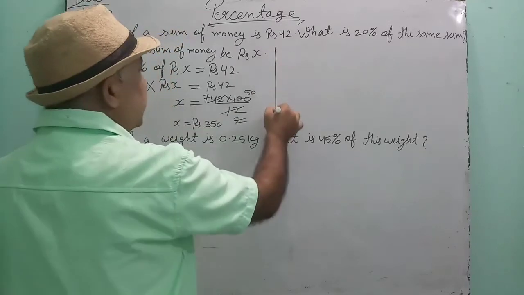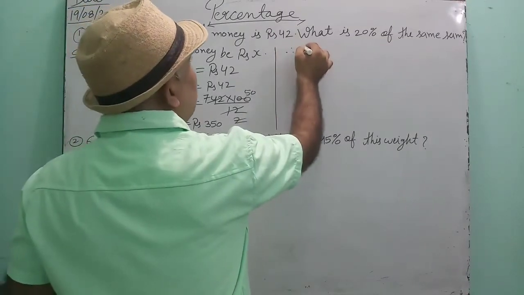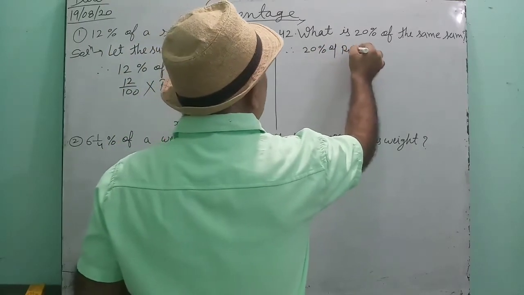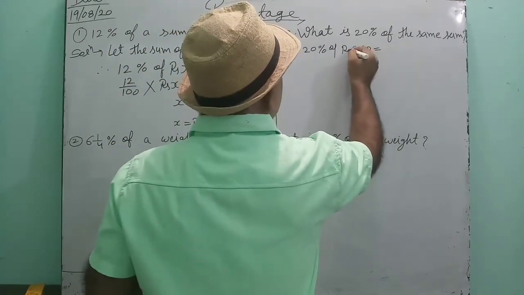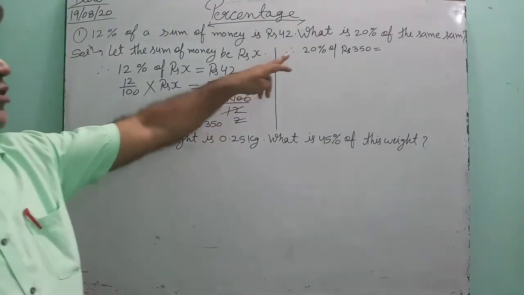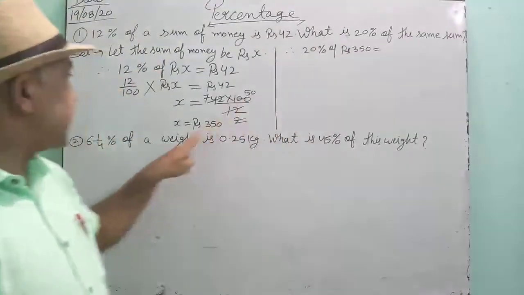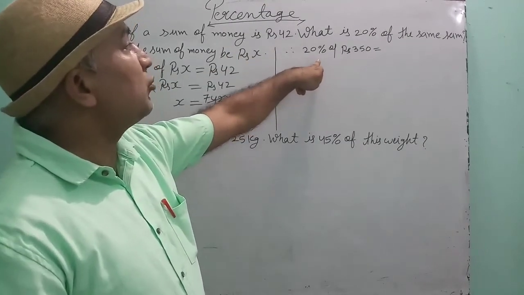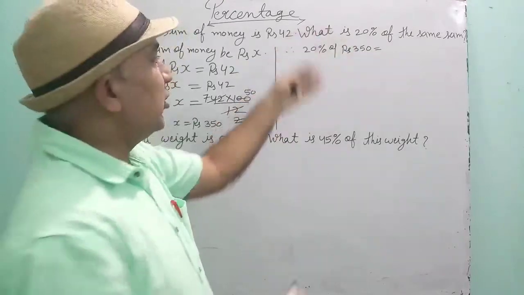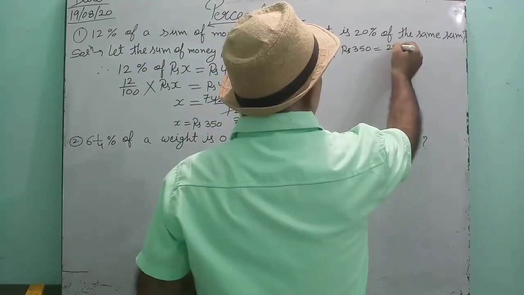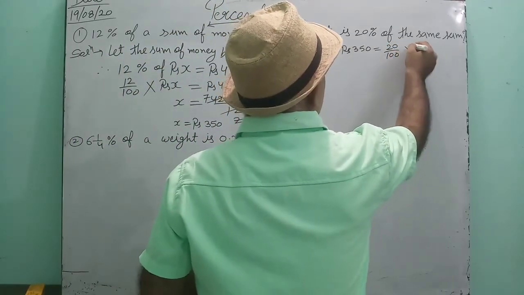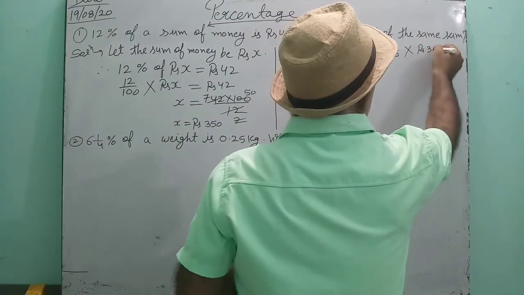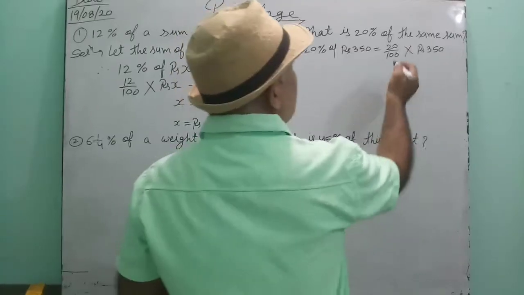In the second part we have to find 20% of rupees 350. The question is asking 20% of the same sum. The sum we have got is rupees 350. That means here we have to calculate 20% of 350. Now calculate and get your answer. 20% means 20 upon 100, of means multiply. And here rupees 350. Now solve this.